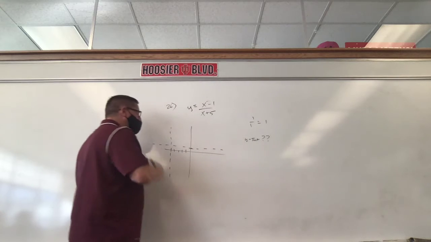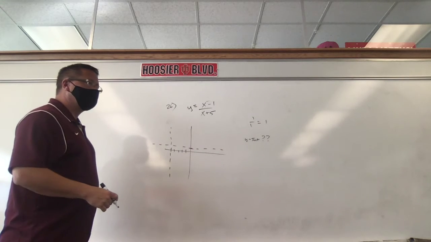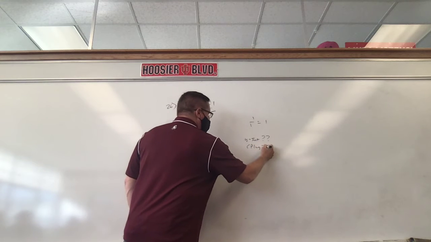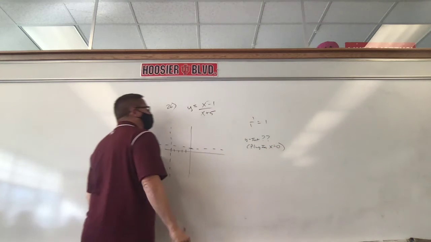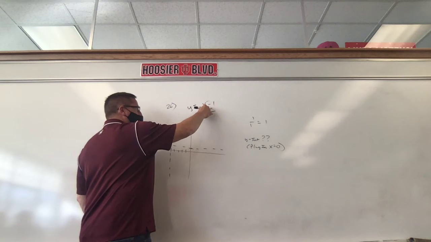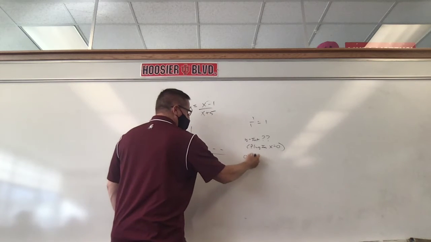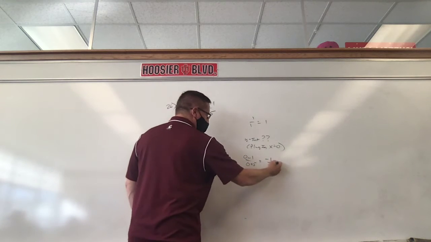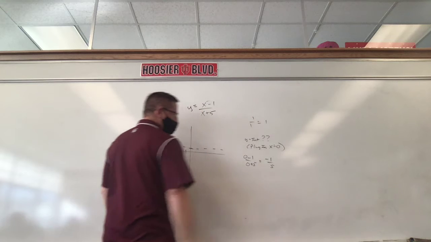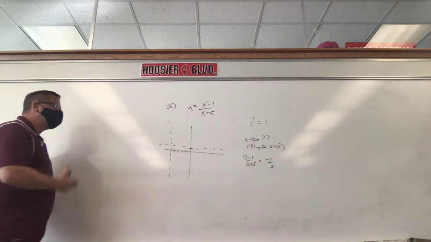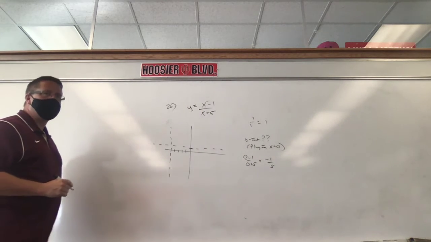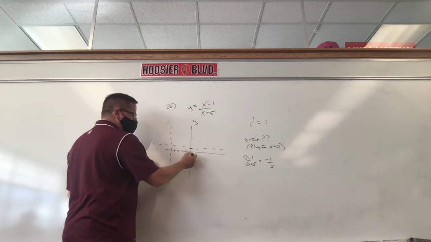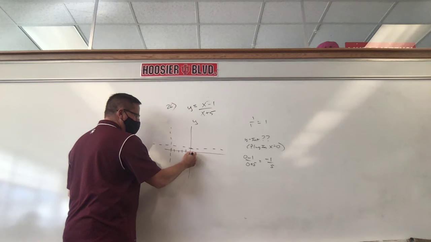Our y-intercept is where it touches the y-axis. The way you find the y-intercept is you plug in 0 for x, for both x's. So I plug in 0 here. We're going to have 0 minus 1 over 0 plus 5. 0 minus 1 is negative 1, and 0 plus 5 is 5. So it's going to hit the y-axis at negative 1/5. Here's our y-axis. Where's negative 1/5? Well, here's negative 1, so negative 1/5 is going to be right about here.